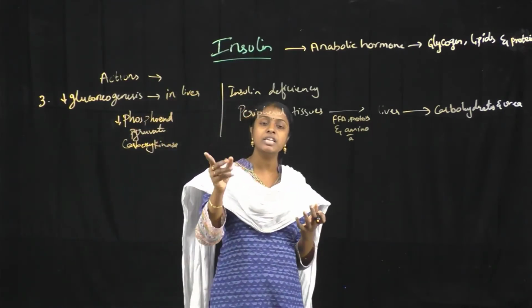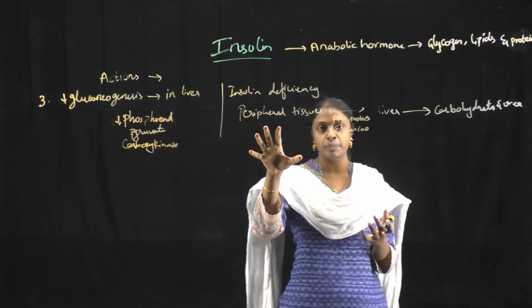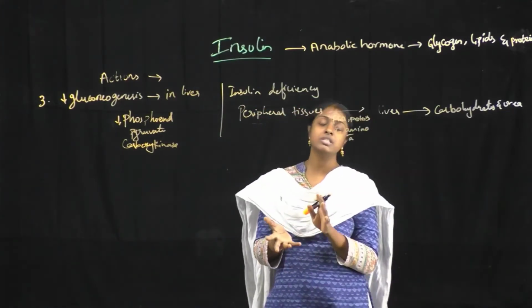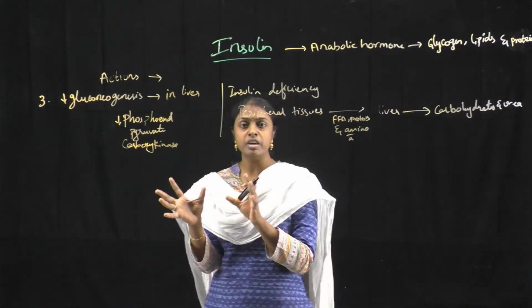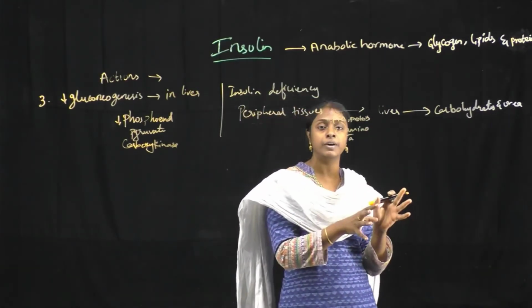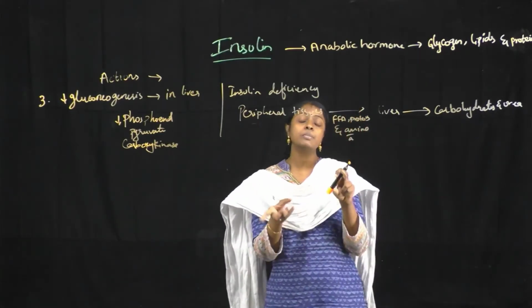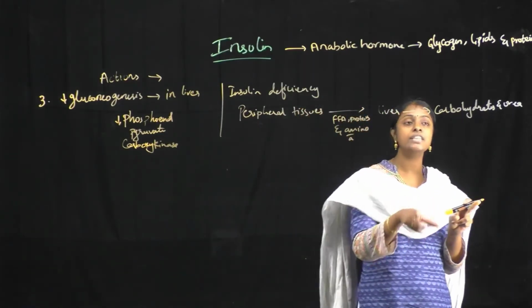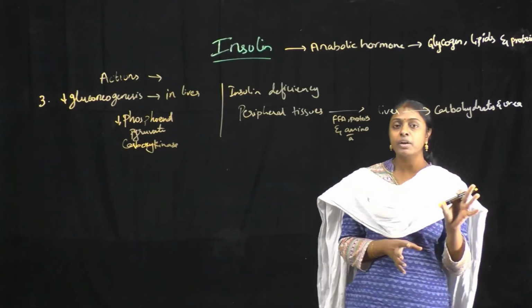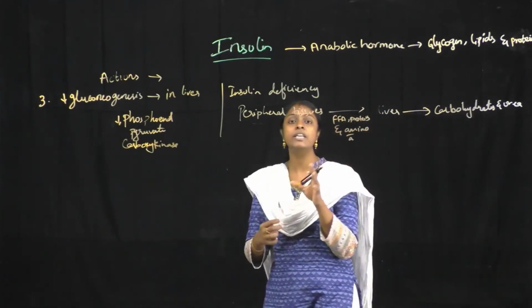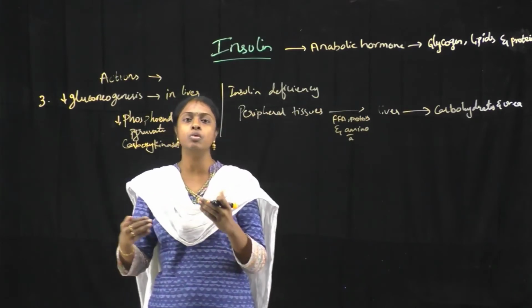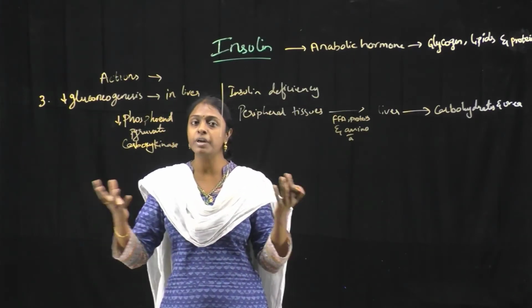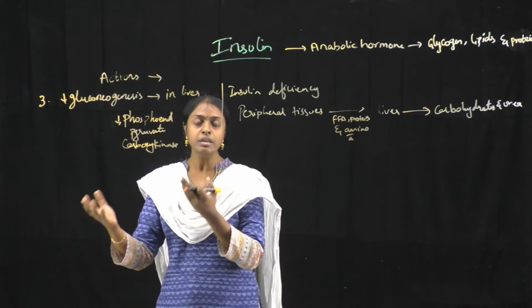But if there is any deficiency of insulin, what will happen? All these proteins, amino acids and free fatty acids from peripheral tissue will go into the liver and there they will be converted into carbohydrates and urea. This is how in diabetic patients there will be more production of glucose, which will cause hyperglycemia. To avoid that, we need insulin.